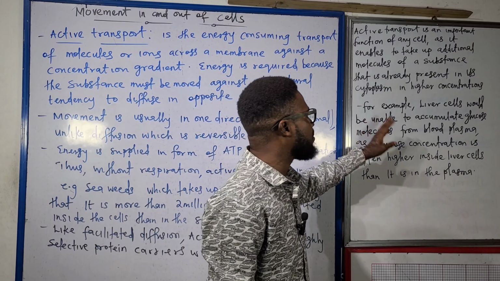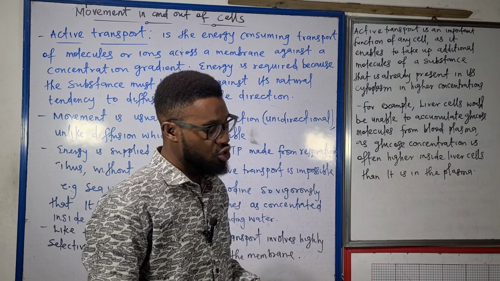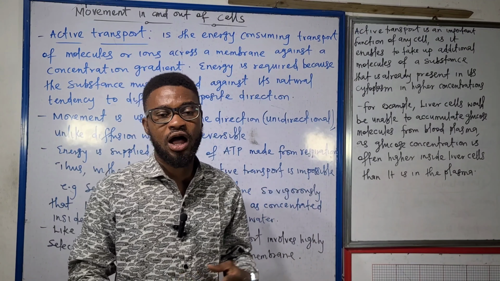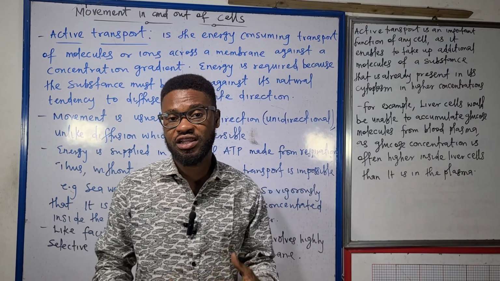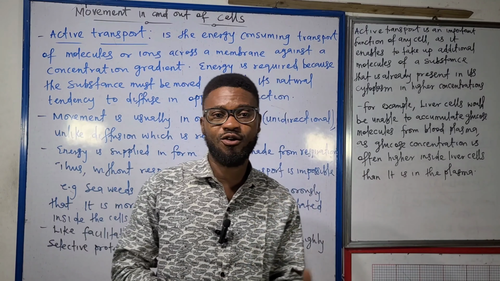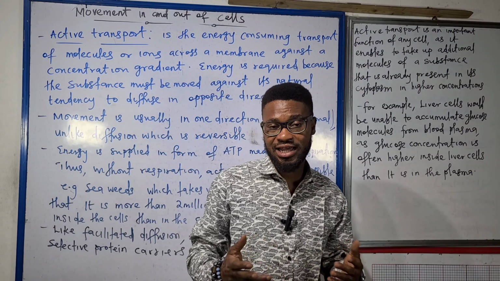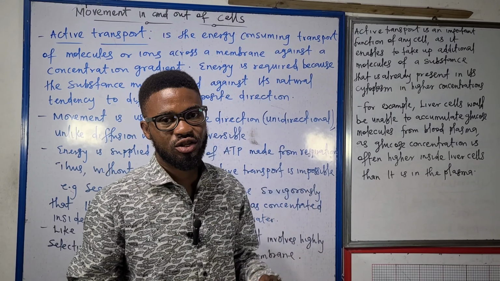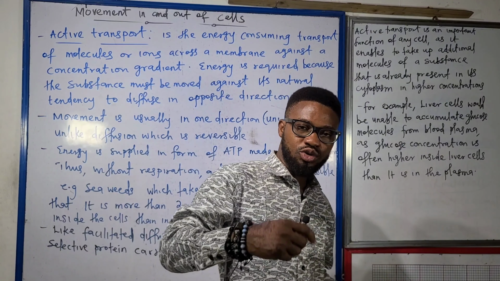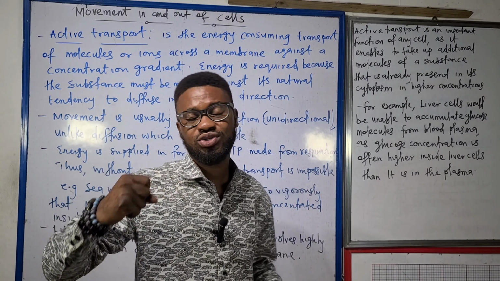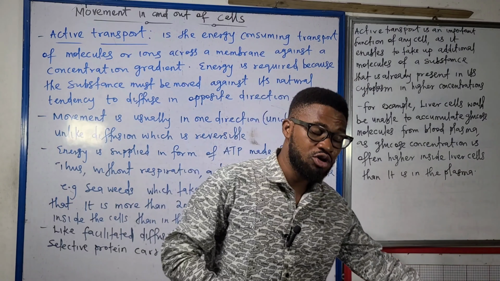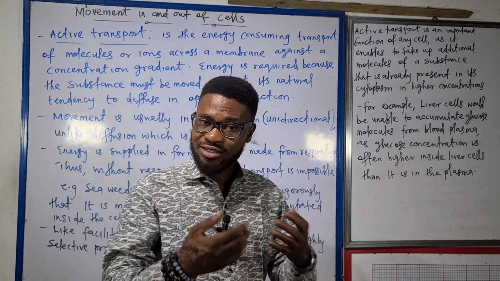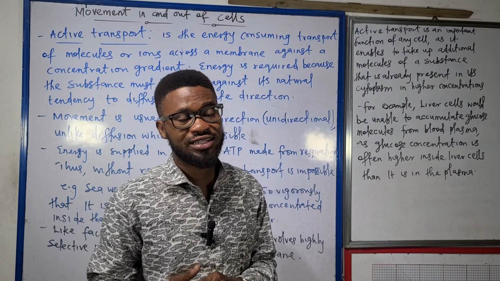Another example is the liver cells. When we have excess glucose in the plasma, it is the function of the cells of the liver to take up glucose and convert it into storage as glycogen. The liver cells are already rich in glucose, yet they will still continue to mop up glucose in the blood, even from a region of lower concentration in the plasma, taking it up into the liver where it is in high concentration.